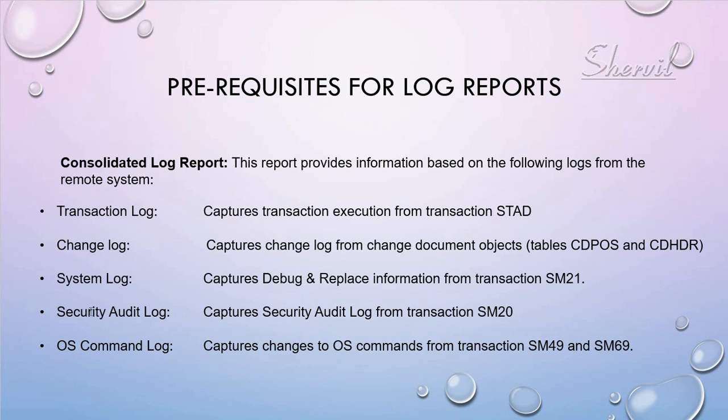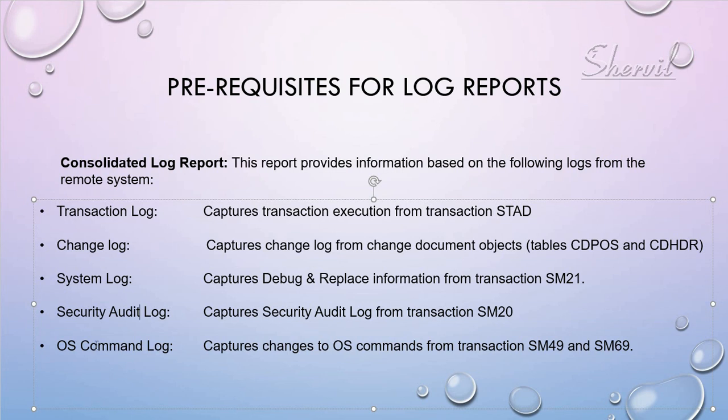The security audit log is the 4th one, right? So for this, you have to activate the filters in SM19, okay? So once the filters in SM19 are activated, the logs are generated in SM20. So this system security audit log logs the details from transaction SM20, which basically contains your security statistics.